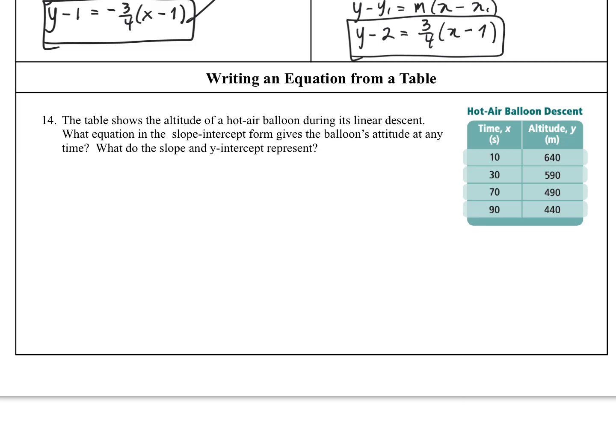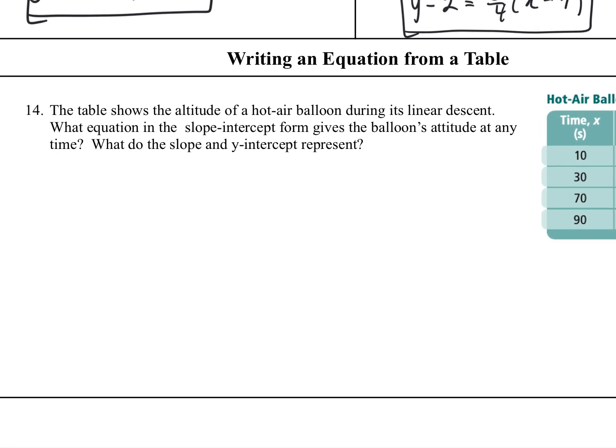Okay, writing an equation from a table. It says here, the table shows the altitude of a hot air balloon during its linear descent. What equation in slope-intercept form gives the balloon's altitude at any time? What do the slope and y-intercept represent?